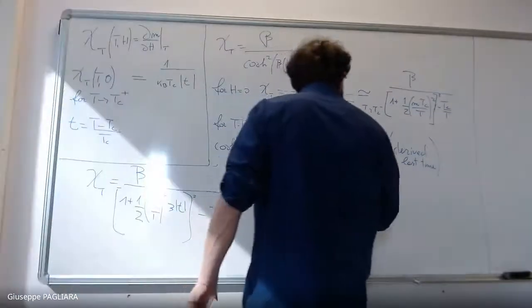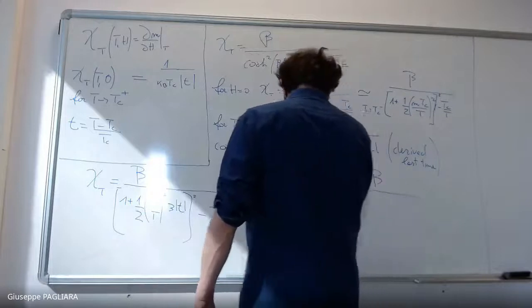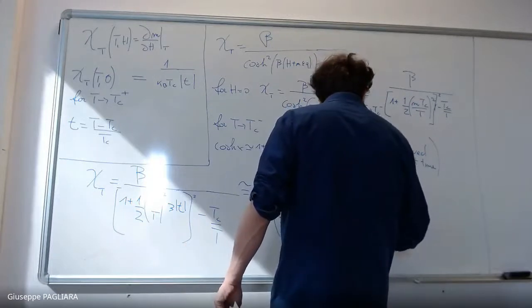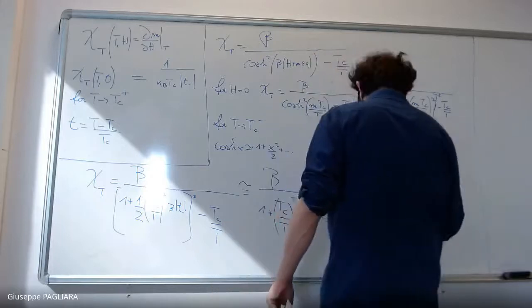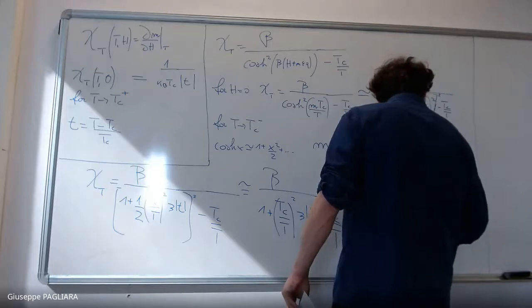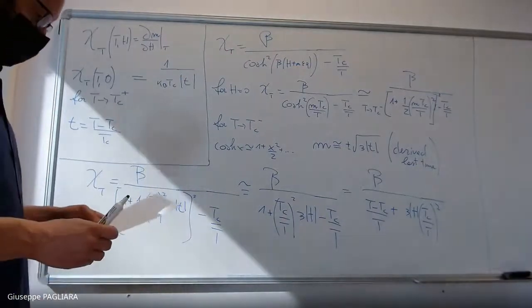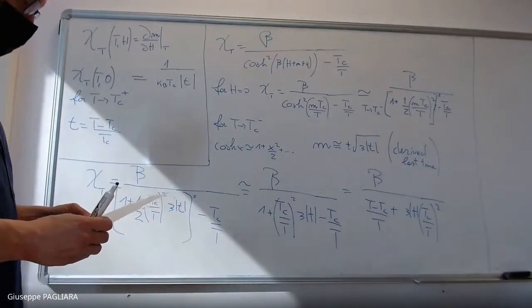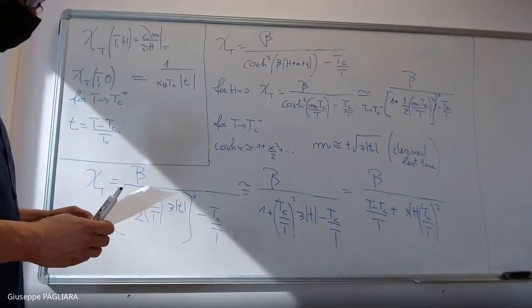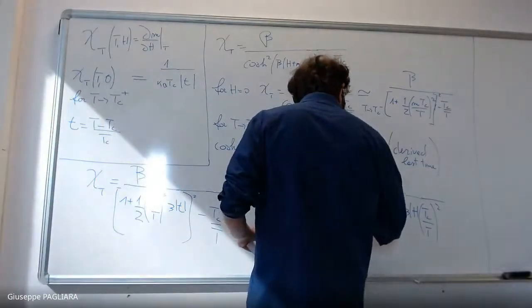Okay, let's elaborate a little bit on this one. So this is beta times 1 plus this guy, which is T minus Tc divided by T, plus 3Tc divided by T squared. Okay, that's fine. Then let's multiply this by Tc and divide by Tc.